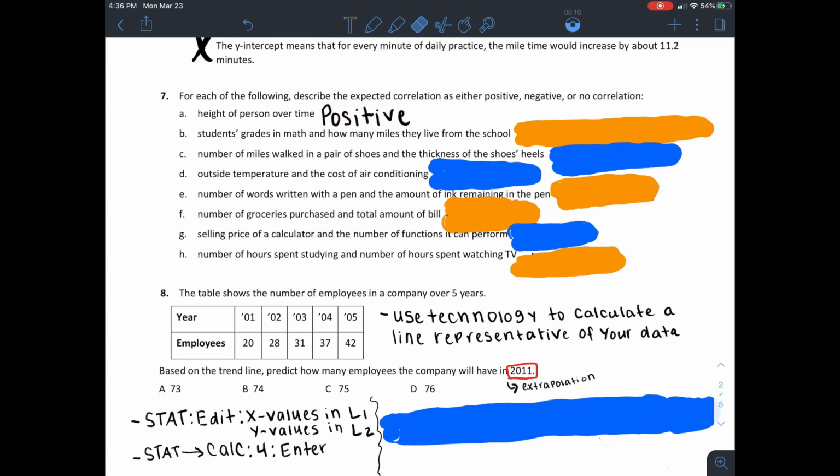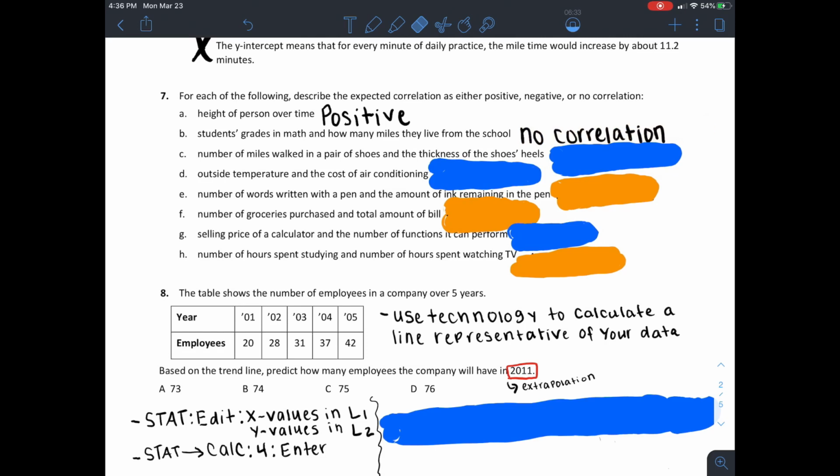Next, B, students' grades in math and how many miles they live from school. All right, so I don't think that a student's grades in math have anything to do with where they live because you guys are all at school for the same amount of time. So I'm going to say that there's no correlation there.